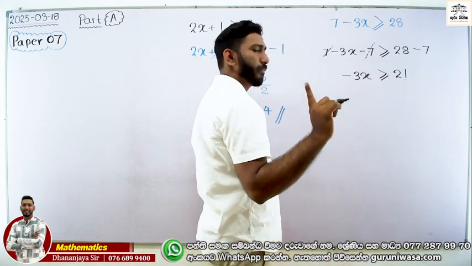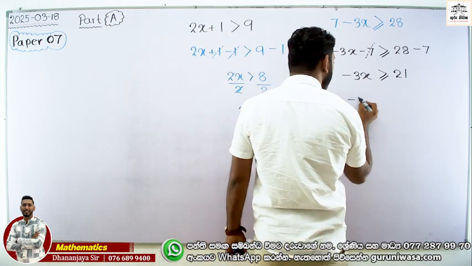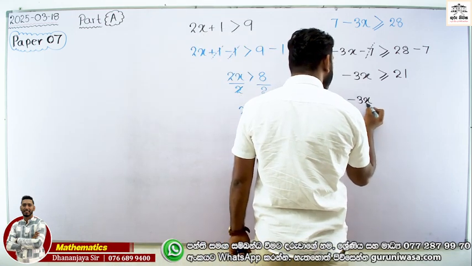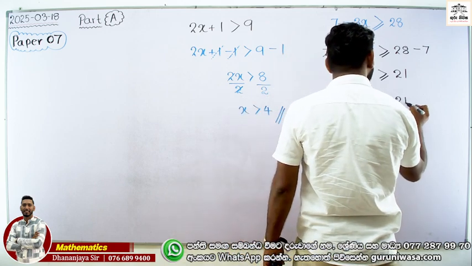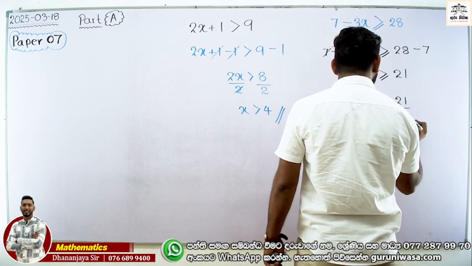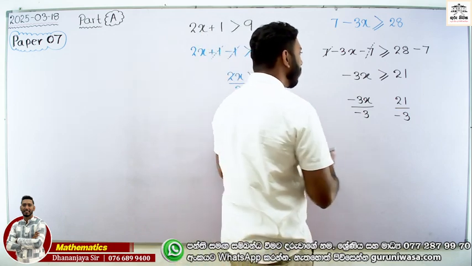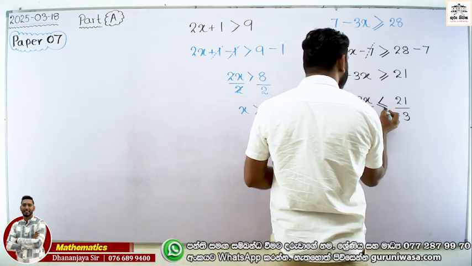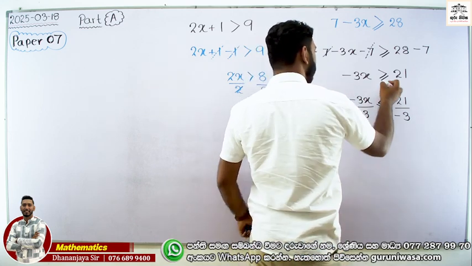Now listen. This one is very important. Look at that. Now I am going to divide by minus 3. And 21, again we have to divide by minus 3. Now look at that. Then the inequality sign changes. It turns the other way, right? It changes.